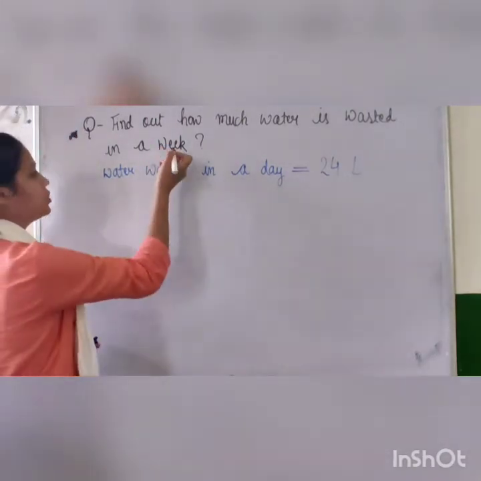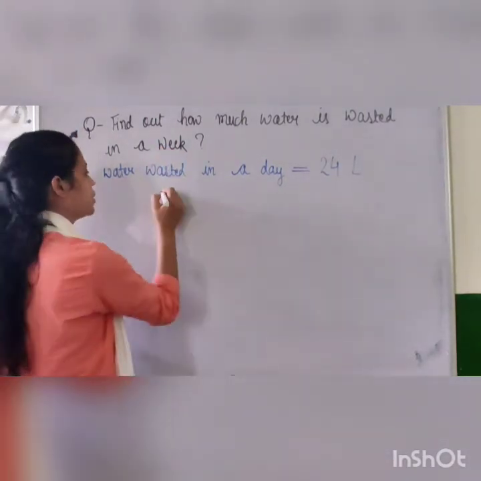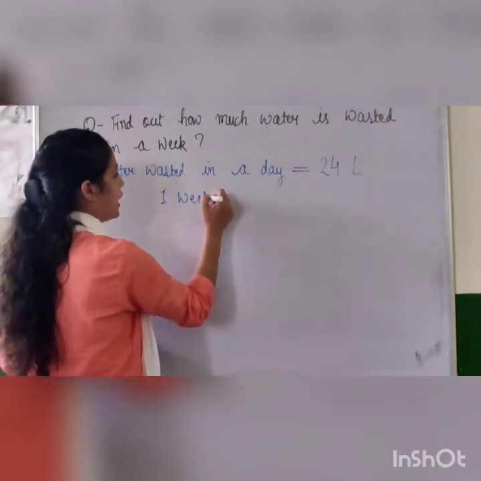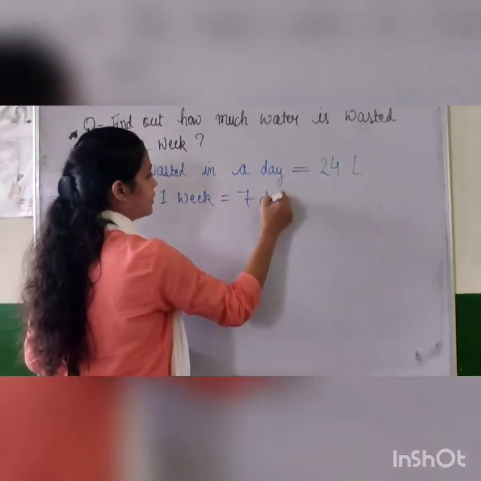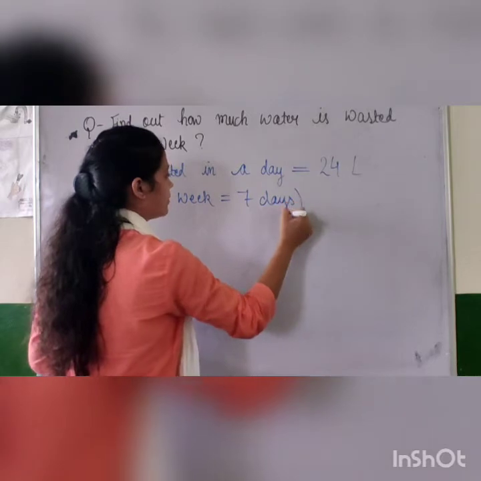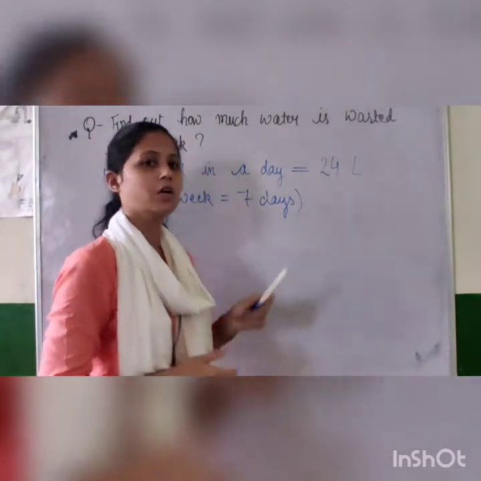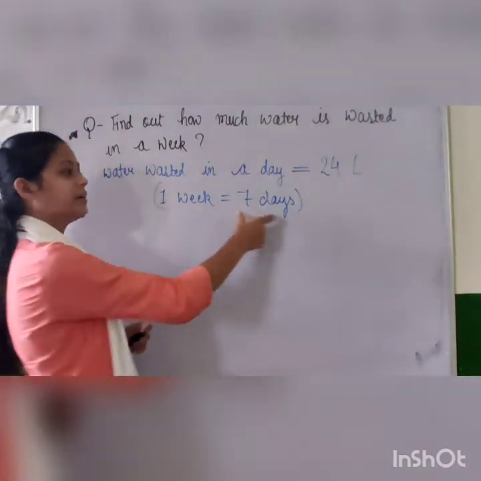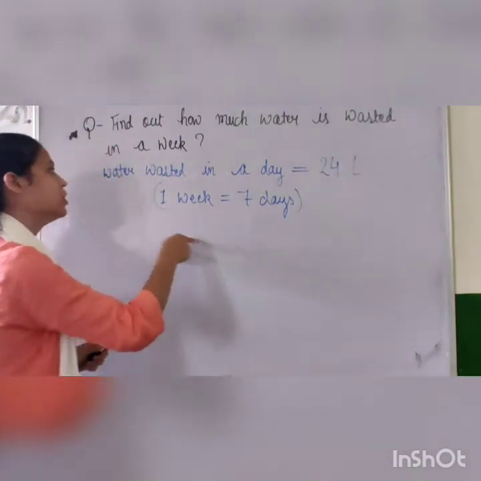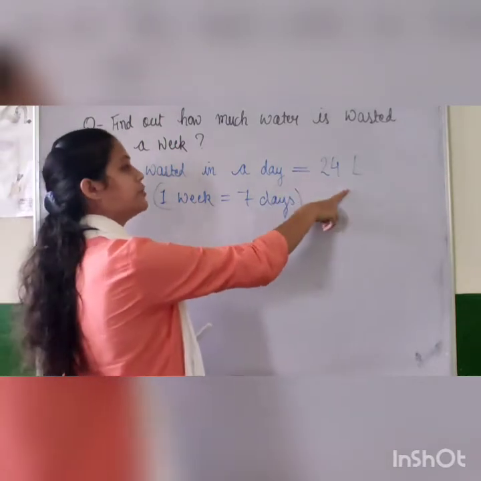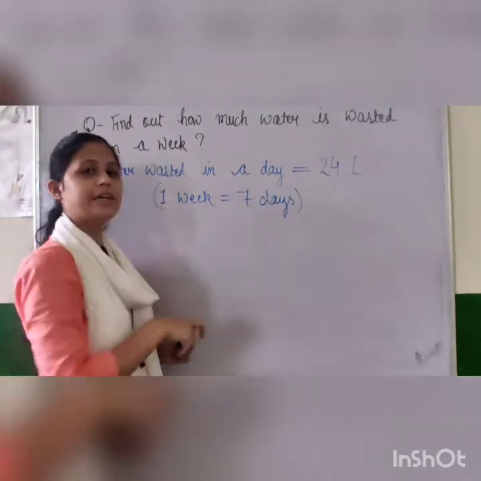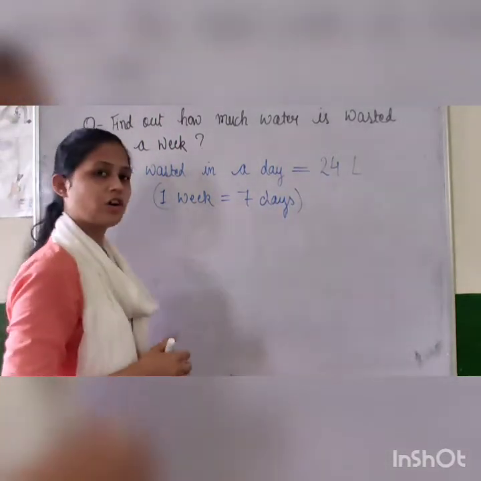And as we know, 1 week has 7 days. We have been given the amount in days, so we will find it out in days. So in place of 1 week I can write 7 days. Water wasted in 1 day is 24 liters and 1 week has 7 days, so we will find out for 7 days.